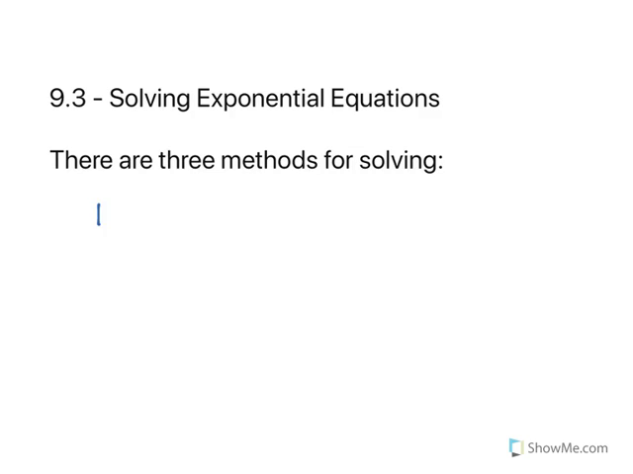The first method, method number one, is referred to as same base, which means that we're going to take both sides of the equation and rewrite them so that they have the same base, and then we can apply a property of equality that we're going to talk about in a moment to solve the equation. The second method is to use a graphing calculator.